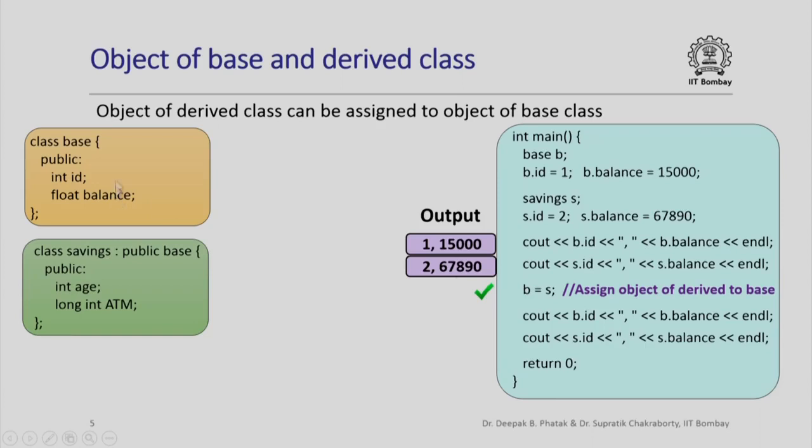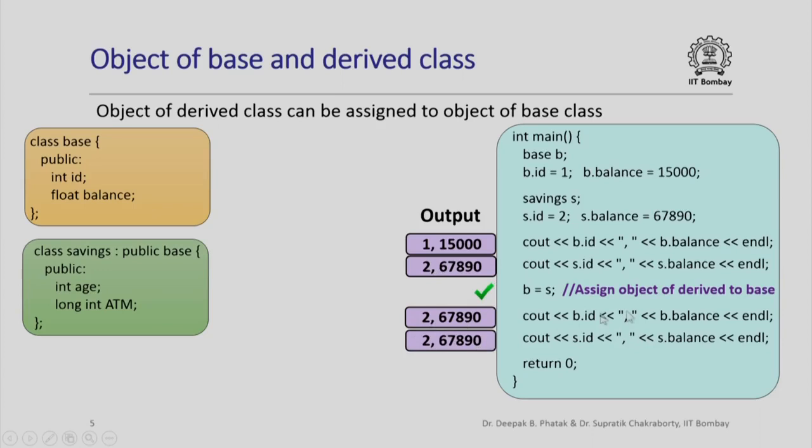The default assignment operator for the base class will just copy the values of these data members ID and balance from the right hand side of the assignment to the data members of the object on which this operator equal to method is called. We had studied this in a bit more detail in the last lecture. So here B dot ID will have the value of S dot ID, which is 2, and B dot balance will have the value of S dot balance, which is 67,890, and of course the value of S hasn't changed at all.